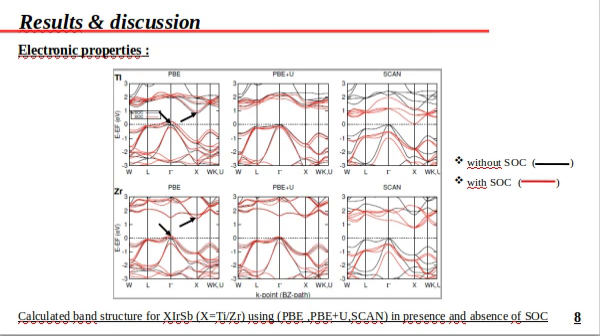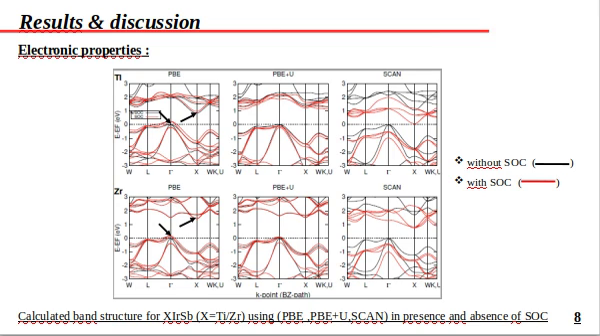So the inclusion of spin-orbit coupling causes a splitting of the valence band for the two compounds, while the conduction band is not affected by spin-orbit coupling. However, the highest and the lowest occupied states are shifted upward and downward respectively. So from these figures we can see that the value of the spin-orbit coupling splitting for ZrARSb is greater than that of TaARSb for all functionals used here.